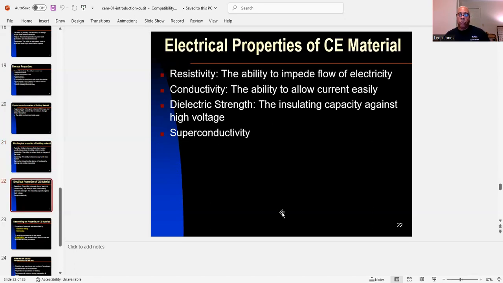Your electrical properties of CE material. Resistivity, the ability to impede flow of electricity. Conductivity, the ability to allow current easily. Dielectric strength, the insulating capacity against high voltage. Then you have your superconductivity.